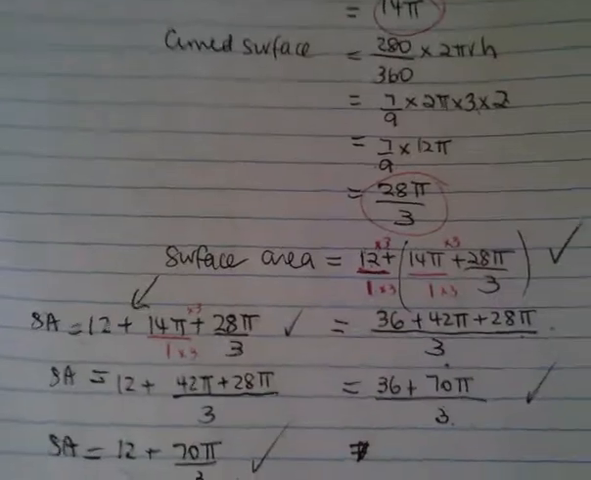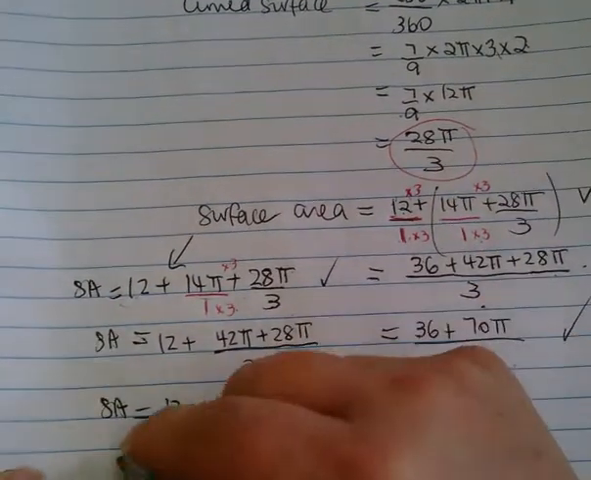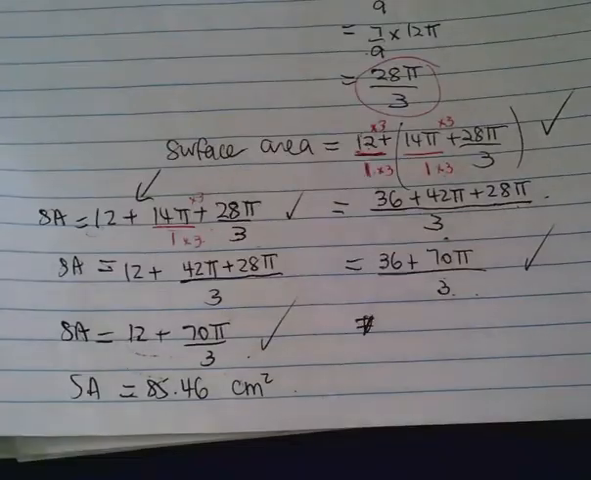All right? 5.46 to 2 decimal places. Centimetres squared. Girls, I know you know how to put it in your calculator. All right.